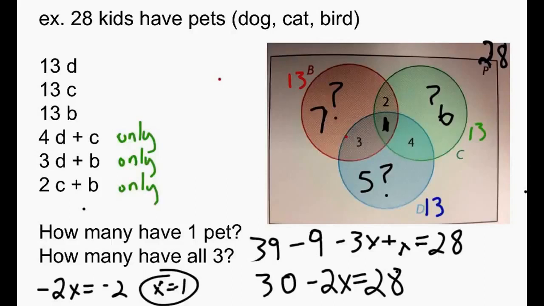How many people only have one pet? There's 7 that just have a bird, right? We have 4 people that have a dog and a cat. We have 1 person that has all 3, and so on. We could figure out whatever question we want.